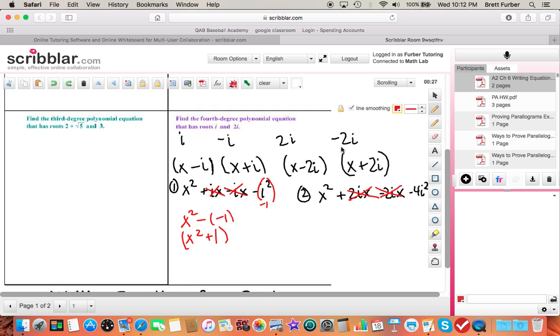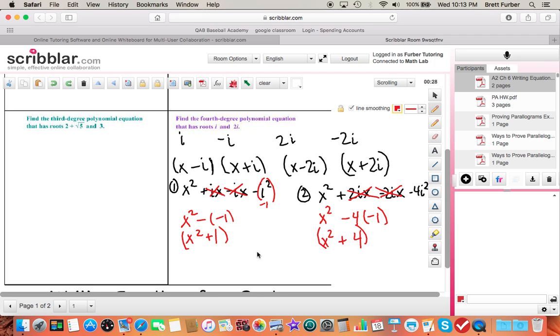And then again, you should see that the 2ix and negative 2ix cancel because these are difference of two squares. You technically didn't even need to FOIL those. You could have just squared the first and squared the last. So x squared, and then I have negative 4i squared. Well, you should remember that i squared means negative 1. So when those cancel, that's going to actually end up being x squared plus 4.